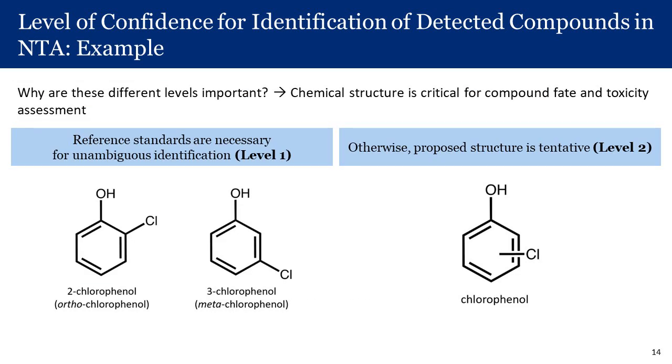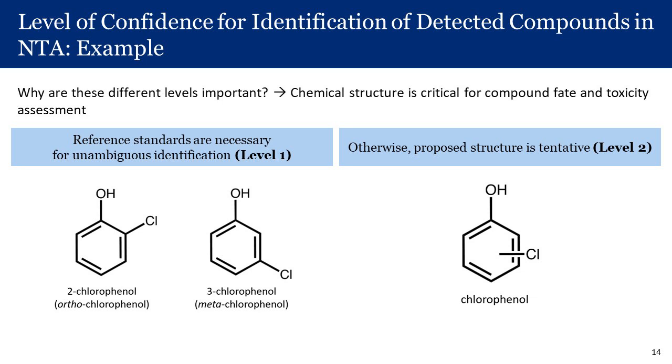And just to highlight again why it is so important to really unambiguously identify the structure of a chemical, this is illustrated here in this slide. On the left side, you see these two compounds, 2-chlorophenol and 3-chlorophenol. If you look at the chemical structure, you can see that they look very similar. The only difference is that the position of this chlorine is different. Now, if you really want to determine the difference, what you basically need are reference standards.